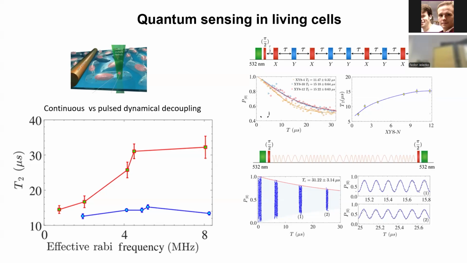And then the question: how much T2 time can you reach for the same Rabi frequency? Here inside of cells, we have compared this for continuous dynamical decoupling versus XY. And you see that for low Rabi frequency, continuous dynamical decoupling outperforms the pulsed one. So you can do a better job for these biosensing measurements with continuous dynamical decoupling compared to the pulsed one.